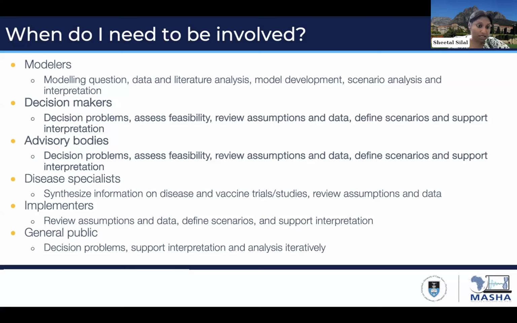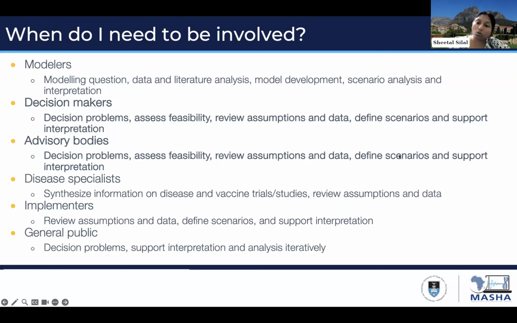And the modeling is just one piece of the evidence that will be graded in order to provide valuable recommendations. But as decision makers and members of advisory bodies, you're also assessing the feasibility of the studies themselves. You are reviewing the assumptions that the model is based on and the data that is used to drive the model, because you will know best if these assumptions are relevant for your context, if they are plausible, as well as if the data are the right data sets to be using, and where data is not available, what assumptions should be made.